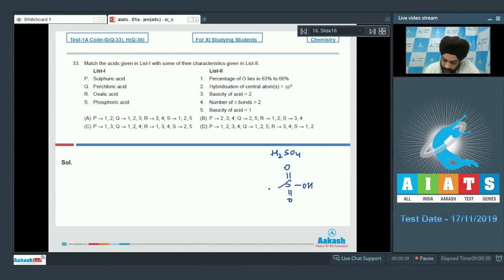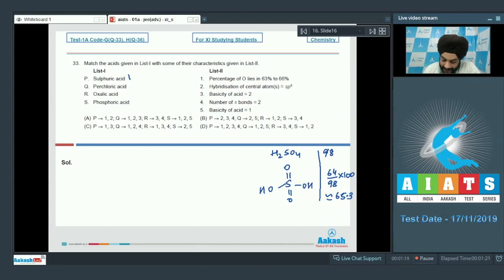So this is the structure of H2SO4, students. Okay. So let us start with the options given in list 2 now. So first option, it says percentage of O lies in 63% to 66%. So if we talk about the total mass of H2SO4, students, its molar mass is 98. And if we talk about oxygen, so there are 4 oxygen atoms. So the percentage of oxygen will be 64 upon 98 into 100. So students, this will approximately come out to be equal to 65.3%. Okay. Students, 1 will be a match with P.